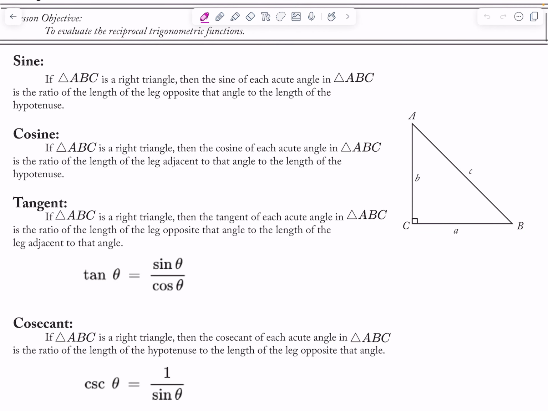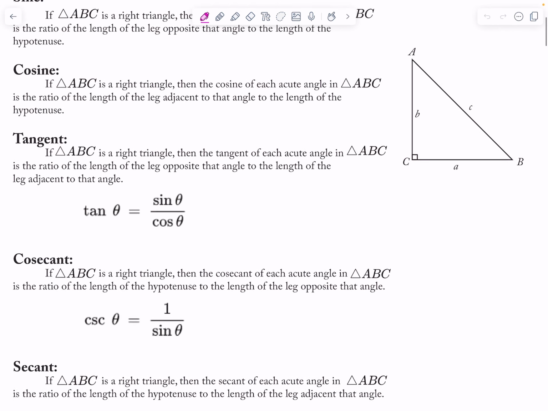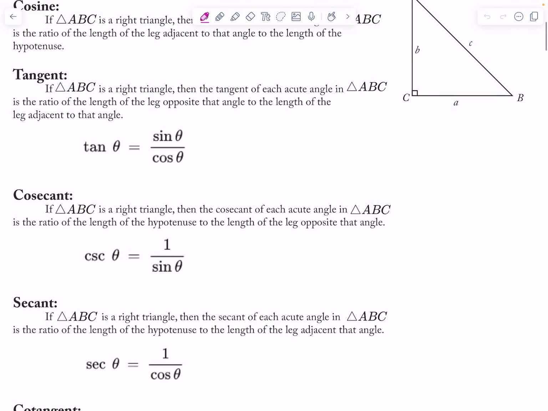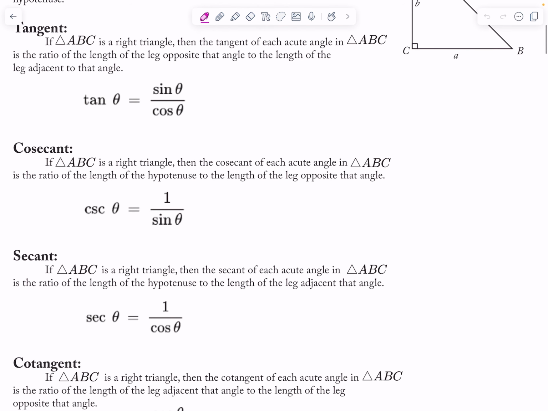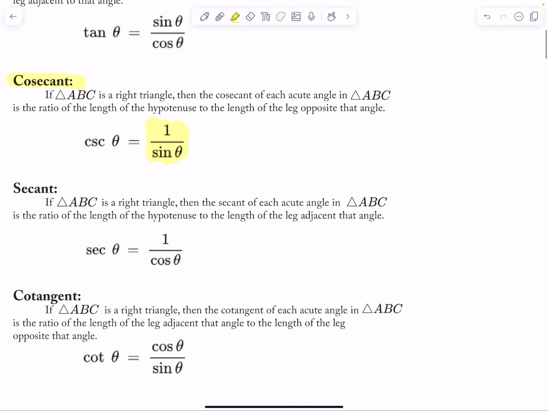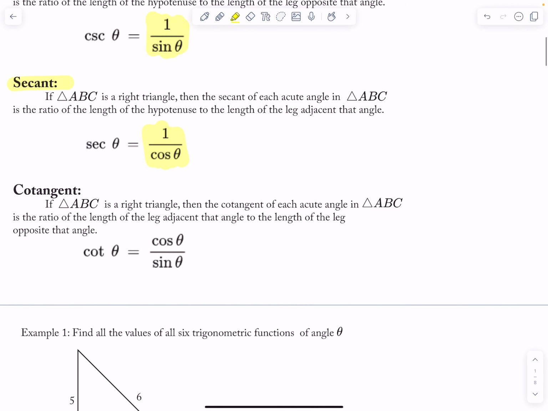Okay, so in a previous lesson, you learned about sine, cosine, and tangent. And now what we're going to do is learn about what's called the reciprocal functions. The reciprocal functions are 1 over sine, which is cosecant, 1 over cosine, which is secant, and 1 over tangent, which is cotangent.